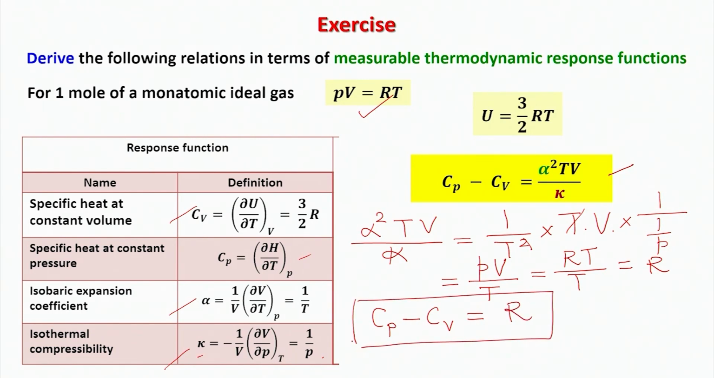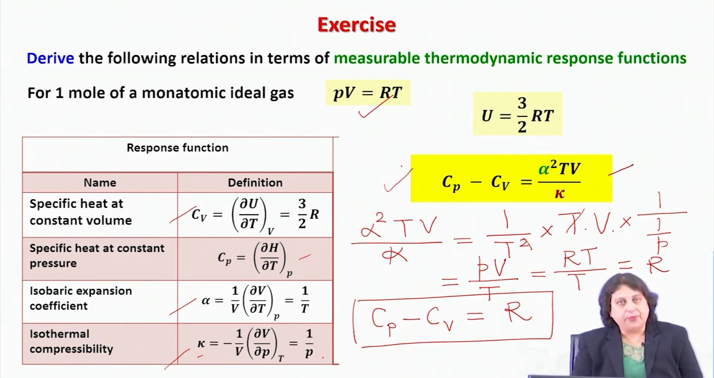Is that clear? All I had to do was use this relationship that we have derived from the application of Maxwell's relation to the definition of Cp and Cv, and put in the values of alpha and kappa of the ideal gas, and what I find is Cp minus Cv is equal to R.